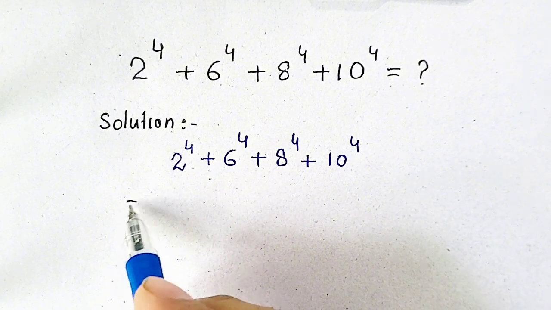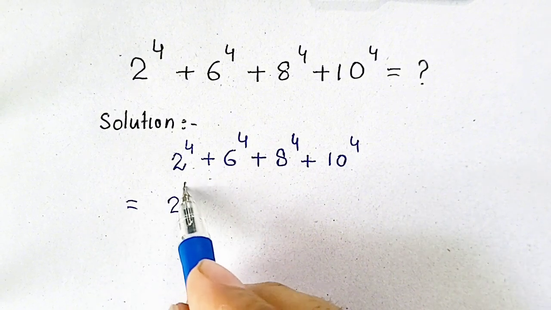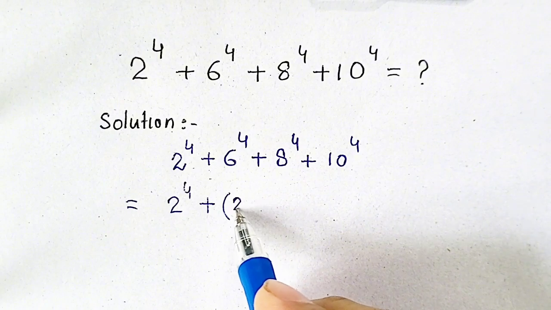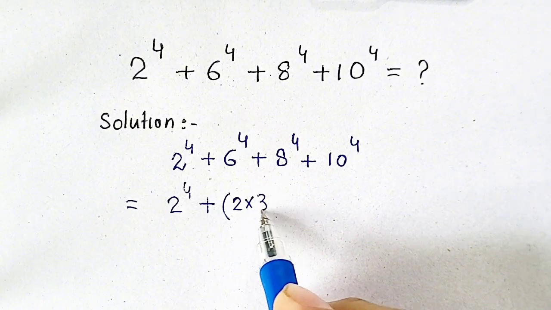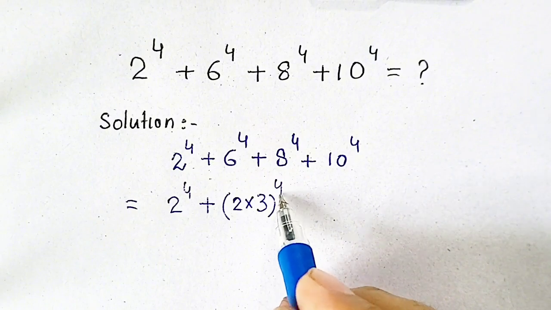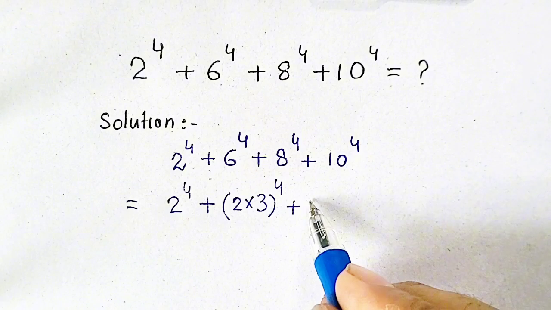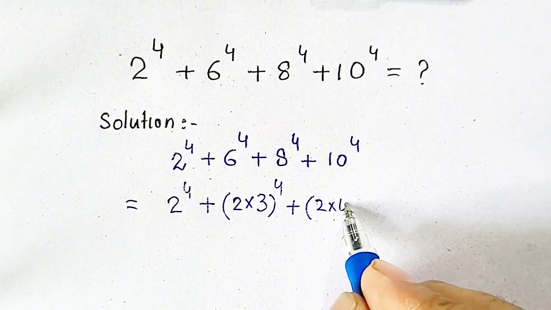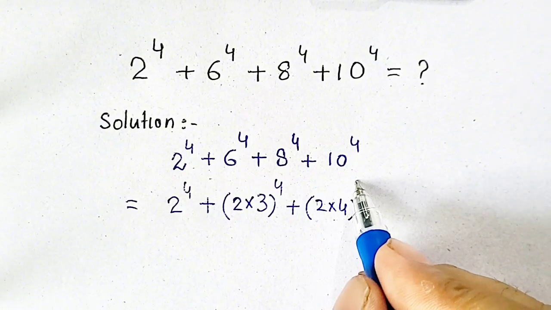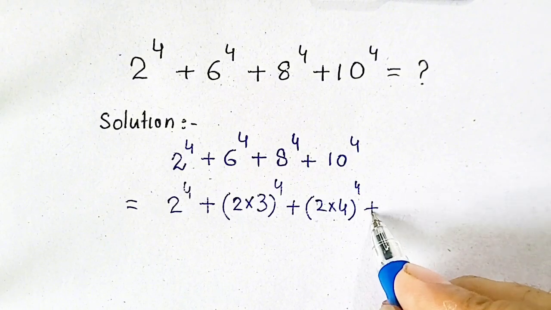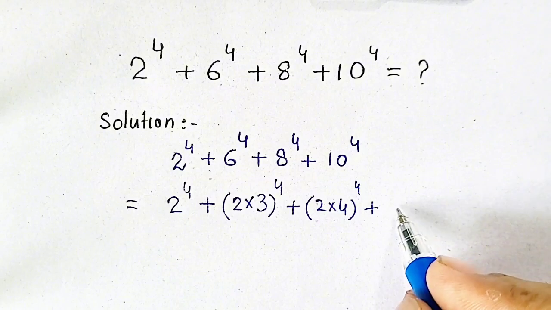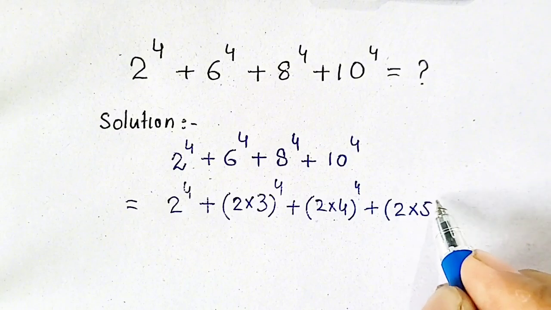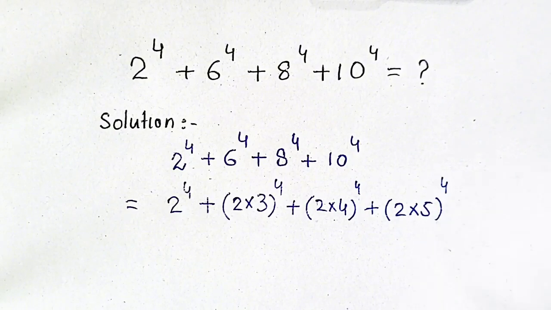I can write 2 power 4 plus (2 times 3) whole power 4 plus (2 times 4) power 4, and it can be written as (2 times 5) power 4.